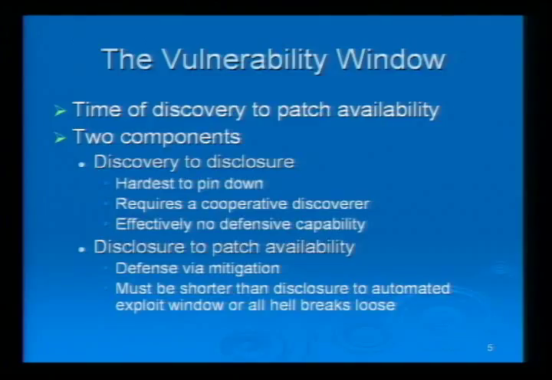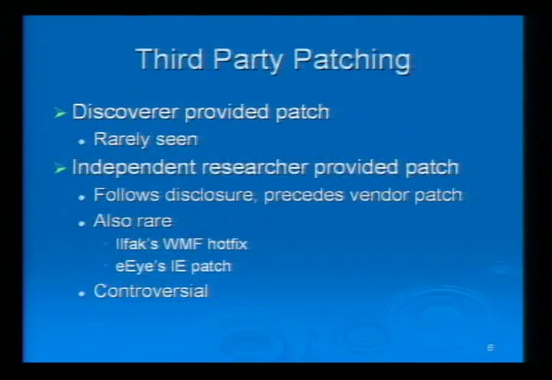Then you have the time window from disclosure to the availability of a patch, and that can last differing amounts of time depending on the disclosure model used by the discoverer. During this window, you might have defense by mitigation, if you know how to mitigate the attacks. The most severe would be securing the service. But there may be other techniques, and that's what I'm going to talk about. The idea here is that we want this window to be shorter than the time it takes to automate that vulnerability and turn it into, say, a worm. Because then all hell breaks loose, and that's where the monoculture comes into play. But if we can keep that short, then maybe we can survive.